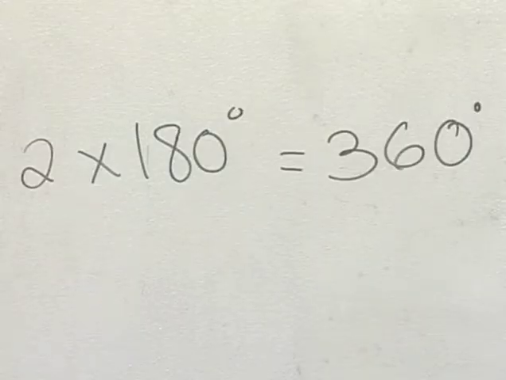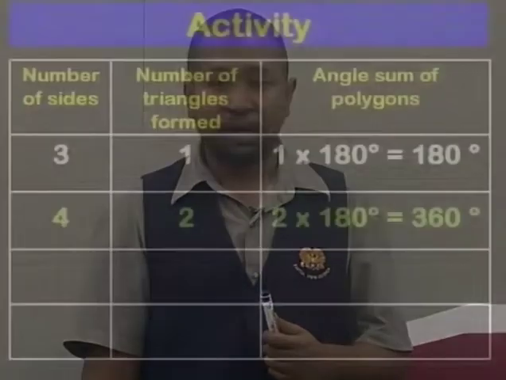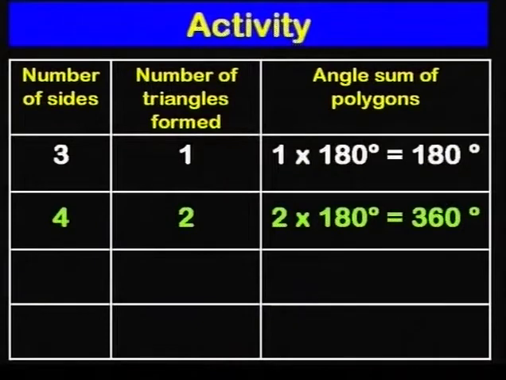Class, receiving students, do you think she is correct by saying the angle sum of a quadrilateral is 360? Is she correct? Yes. Very good. So the number of triangles formed is 2, and the 180 degrees represents the angle sum of a triangle. So how many triangles are in a quadrilateral? 2 triangles. So you multiply 2 times 180 degrees, that will give you 360 degrees.